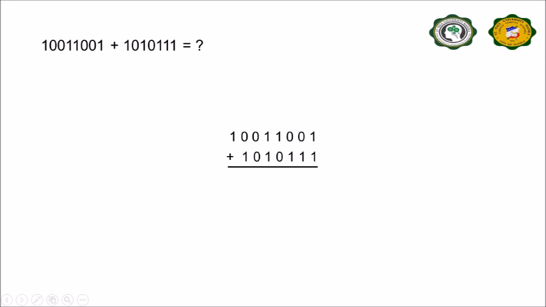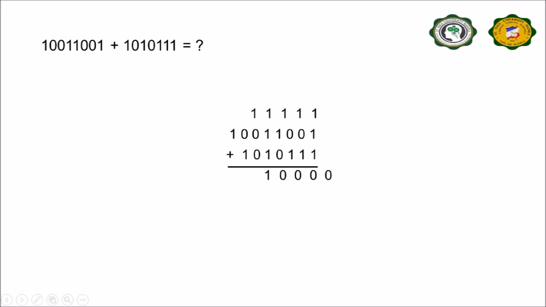1 plus 1 is 10, carry 1. 1 plus 0 plus 1 is 10, carry 1. 1 plus 0 plus 1 is 10, carry 1. 1 plus 1 plus 0 is 10, carry 1. So here we have 3 ones. So step-by-step process, 1 plus 1 is 10 plus 1, and that will be 11, carry 1.